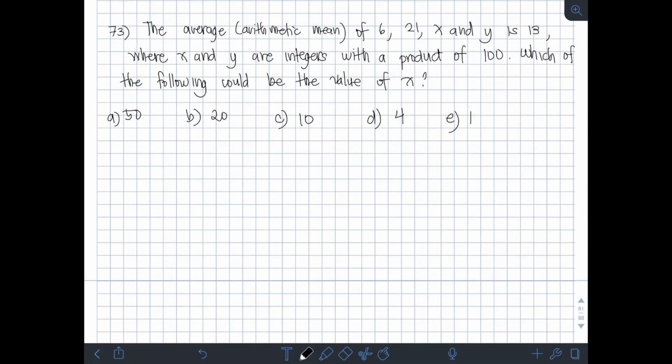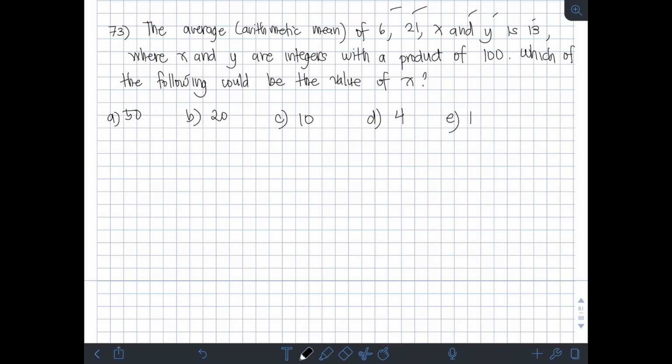Next, we have the average or arithmetic mean of 6, 21, x and y is 13, where x and y are integers with a product of 100. Which of the following could be the value of x? Okay. So, meron daw tayong 4 numbers, 6, 21, x and y, at yung average nila or arithmetic mean is 13. Tapos, yung product daw ng x at y is 100. Ano yung value ng x?